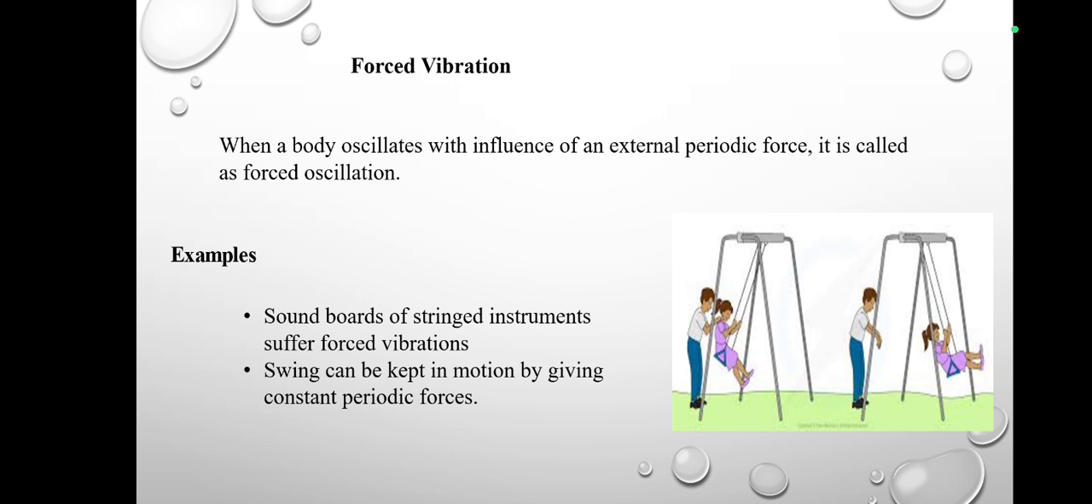Forced vibration. When a body oscillates under the influence of an external periodic force, it is called forced oscillation. We can see the picture. An example is a swing, which can be kept in motion by giving constant periodic forces. Another example is the soundboards of string instruments, which undergo forced vibration. These are examples of forced vibration or forced oscillations.